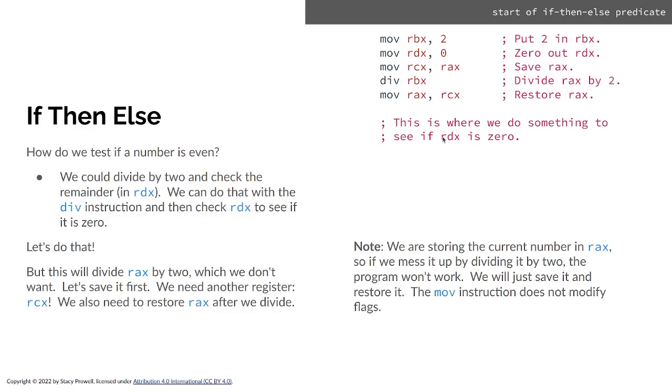So at this point, we need to then do something to see if RDX is 0. Because we divided by 2, it's either going to be 0, meaning it was even, or it's going to be 1, meaning it was odd. Okay. An important point to note here is that the flags aren't modified by move. We're not going to use the flags right now, but it's worth just noting that point right here.